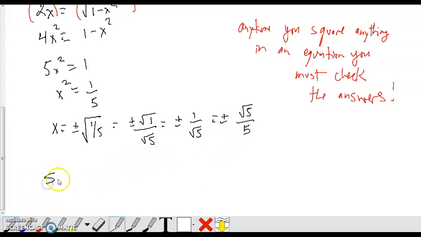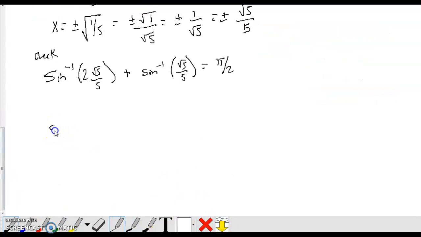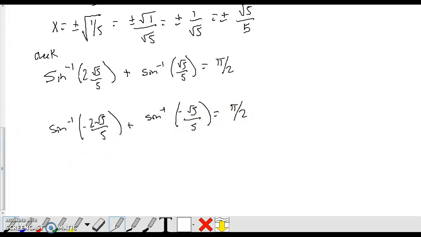So I would say inverse sine, I'm going to write it like this, inverse sine of 2 root 5 over 5, and then this will be plus the inverse sine of root 5 over 5. And I want to know, is this pi over 2? So this is our first check. And then the second one will be the inverse, but this time it'll become a negative. So negative 2 root 5 over 5 plus the inverse sine of negative root 5 over 5. And again, I want to know, is this pi over 2?